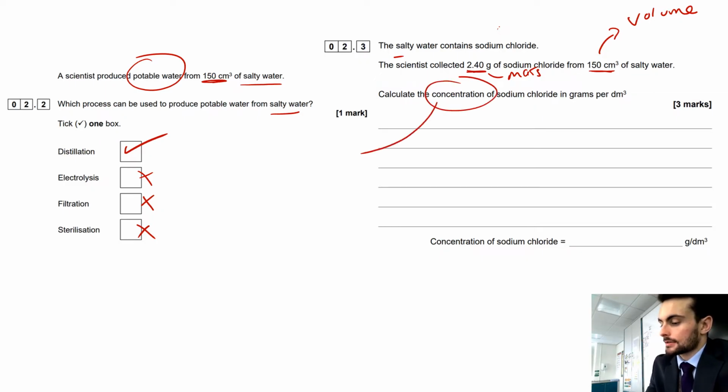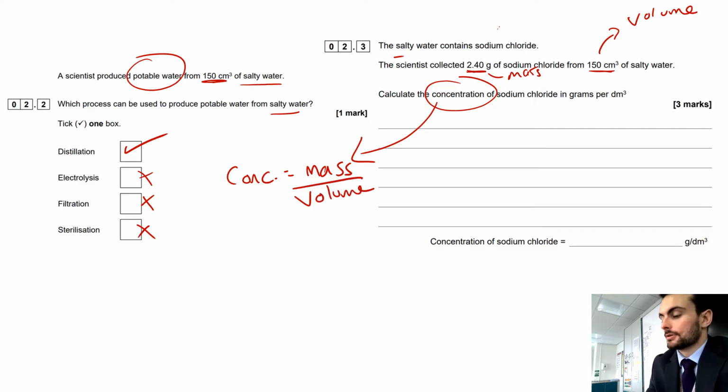First thing, it says calculate the concentration, so you should hopefully know this. Concentration is mass divided by volume, because it's the mass of something per unit of volume. It also says grams per decimeter cubed, so we have to be careful because we can potentially lose marks if we don't convert to that. So I would do that first.